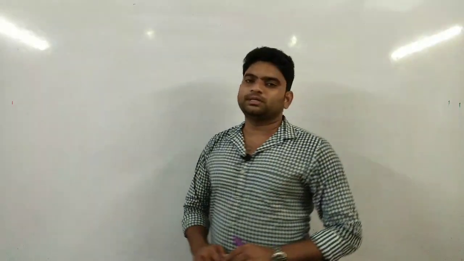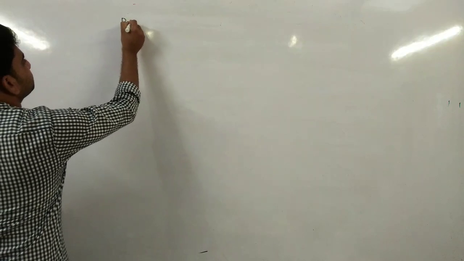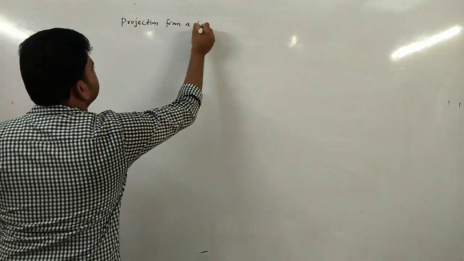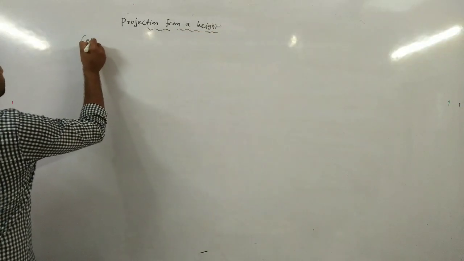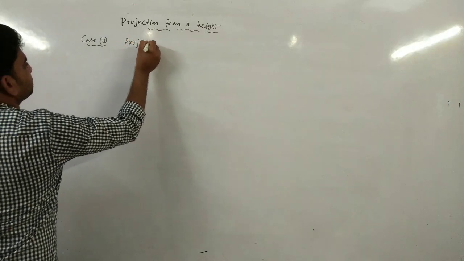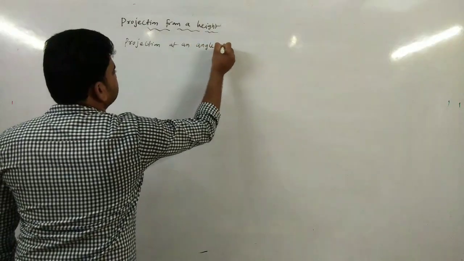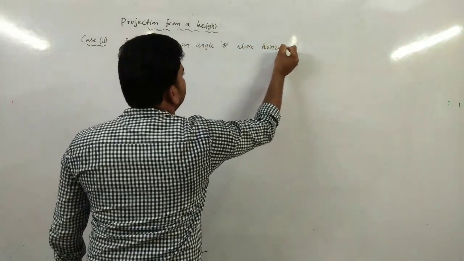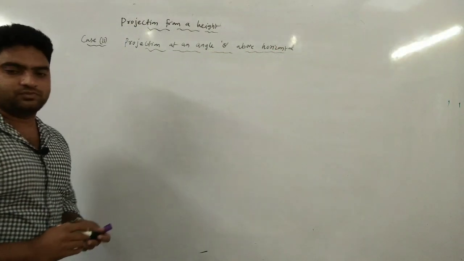Today I came with a new topic, that is extension of previous class, that is projection from a height. We are discussing projection from a height. So in this we have case 2. Case 2, projection at an angle theta above horizontal. This is the concept. Projection at an angle theta above the horizontal, that is the case we will see now.